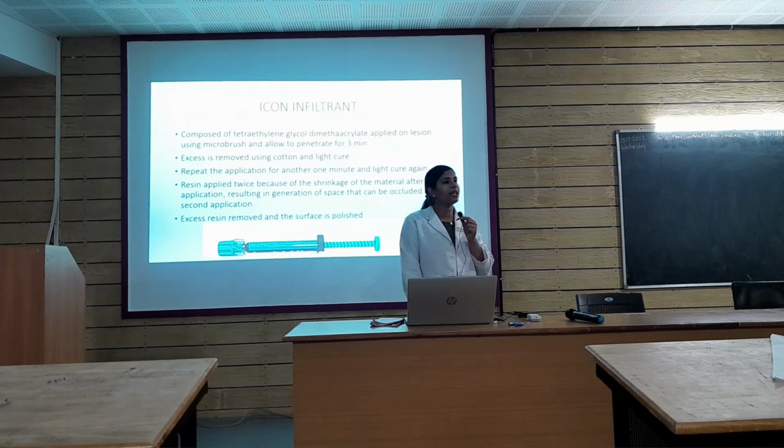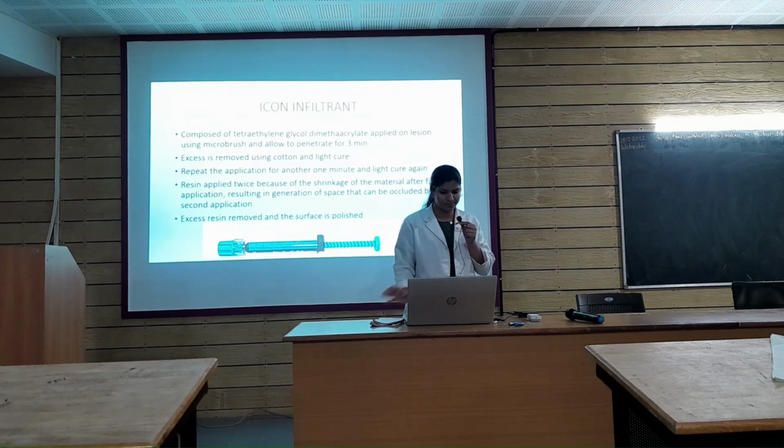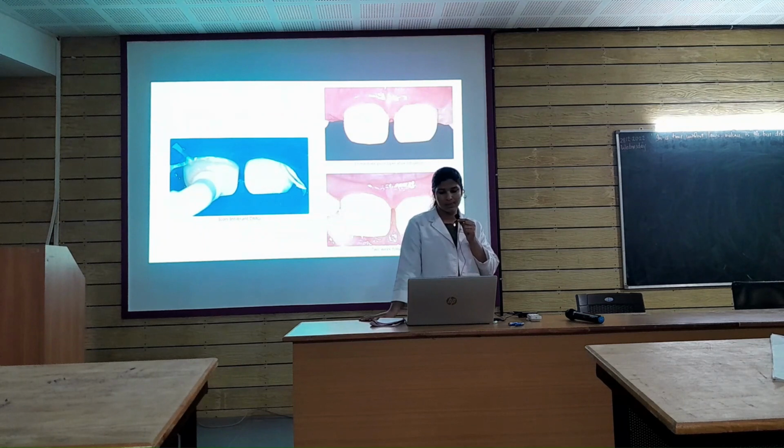After the application of Icon infiltrate, one more coat is applied over the tooth surface, and it is also light cured. This double application of the resin is because when you first apply the resin infiltrate over the tooth surface, polymerization shrinkage occurs and a space is created. So when we apply the resin for the second time, this space will be closed. After that, the excess material is removed and the surface is polished.